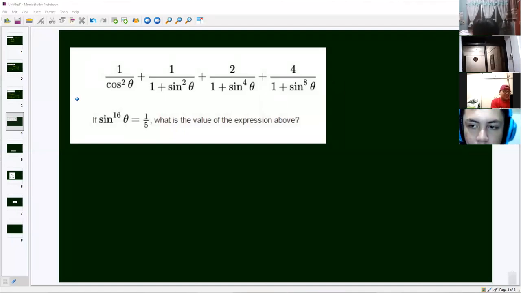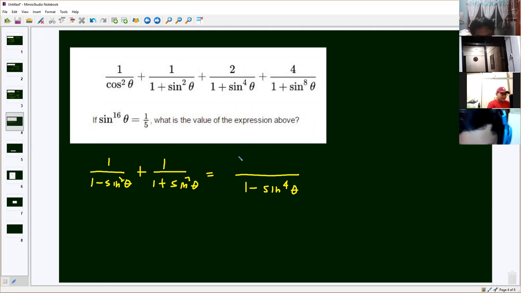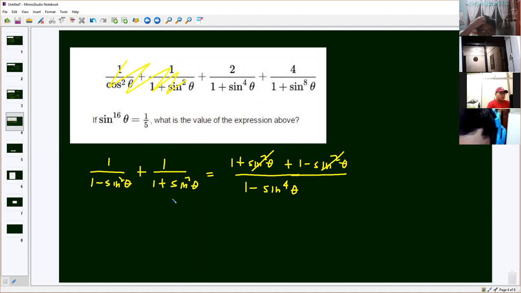Now, let's do some algebra, guys. Cos squared, you know, is 1 minus sine squared. So adding it to the next term, just focus on the next term. The LCD is obviously the product of the two, which you can now write as 1 minus sine to the fourth. So divide by 1 minus sine squared is 1 plus sine squared. Then plus 1 minus sine squared. Now this cancels out. You know that the first two is simply equivalent to 2 over 1 minus sine to the fourth.